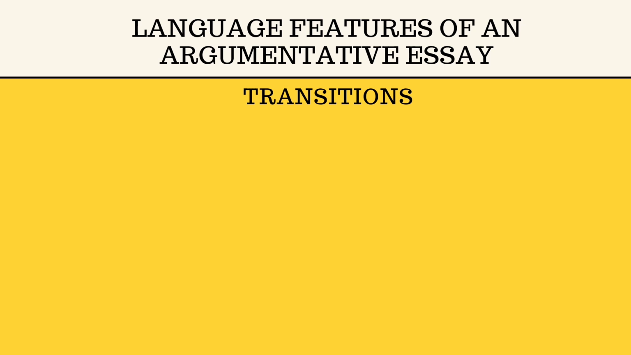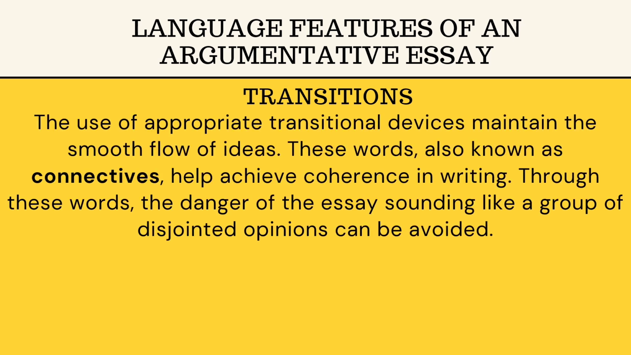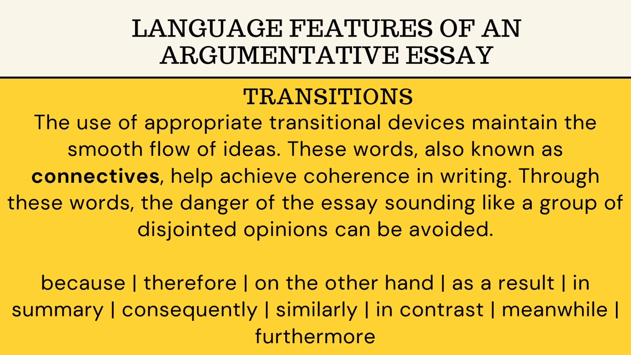Then we have transitions. The use of appropriate transitional devices maintain the smooth flow of ideas. These words, also known as connectives, help achieve coherence in writing. Through these words, the danger of the essay sounding like a group of disjointed opinions can be avoided. We may use these transitional devices such as because, therefore, on the other hand, as a result, in summary, and many others.